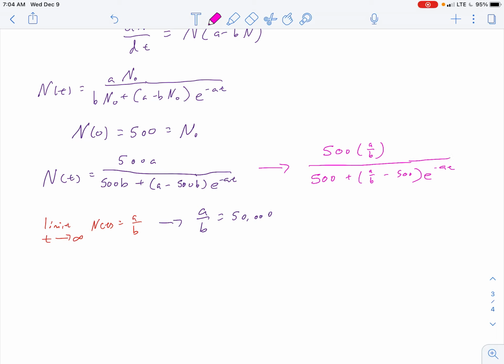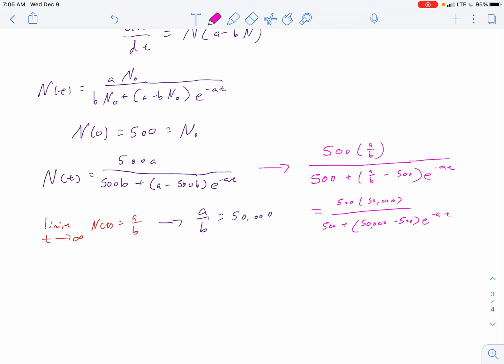And then what we said was that a over b is 50,000, so then we can rewrite that as 500 times 50,000 divided by 500 plus 50,000 minus 500 e to the negative at.